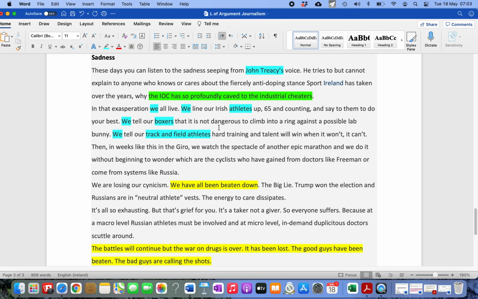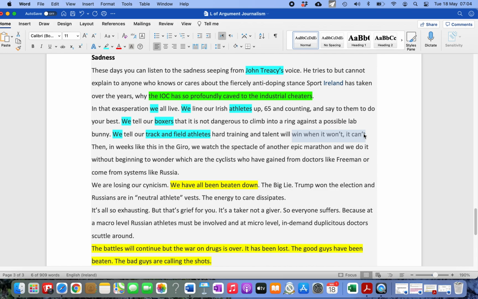We tell our boxers that it is not dangerous to climb into a ring against a possible lab bunny. We tell our track and field athletes hard training and talent will win it. When it won't, it can't. Again, that's a great example of juxtaposition there. We tell them they'll win when they won't and they can't. Great contrast between the dream and the reality.